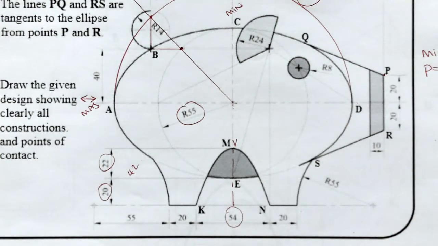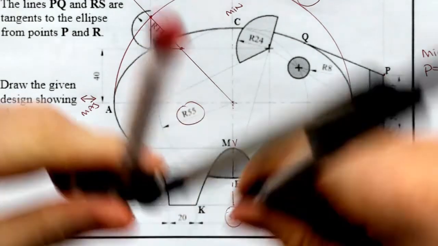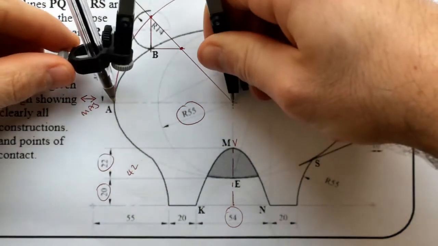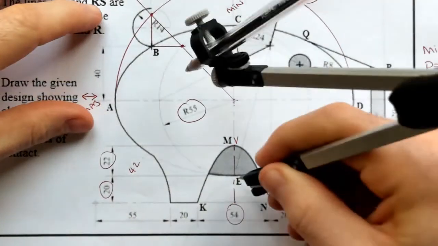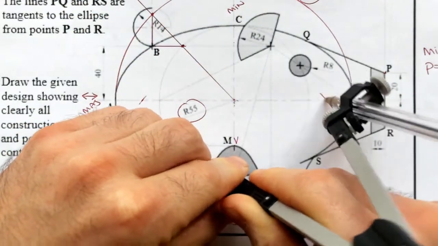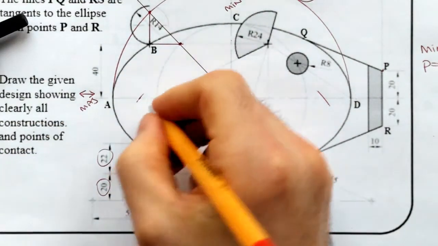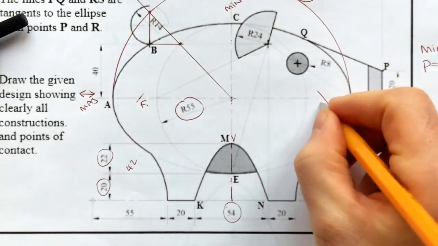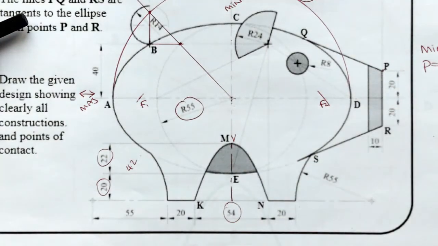Now anytime you're getting a tangent like this, what you have to first of all locate is your focal points. Okay, so when we get our focal points, which is going to be half the major axis by the minor, so take half the major axis, and I can go to the bottom of my minor or top, makes no difference.